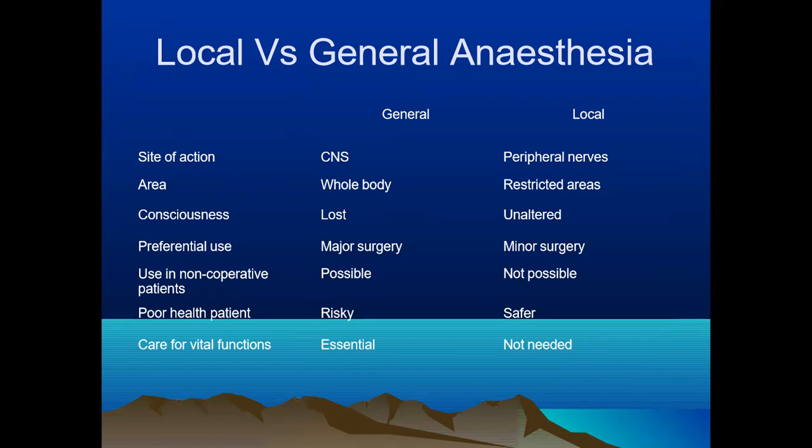In a non-cooperative patient, general anesthesia is used, and it is not possible to use local anesthesia in patients who are not cooperative. In poor-risk patients general anesthesia is risky and local anesthesia is safe. Care for vital functions is very essential when you are doing general anesthesia, but not needed in local anesthesia, unless a specific organ is affected when you are doing that specific local anesthesia. That is the time the care of vital functions of the organ is needed.